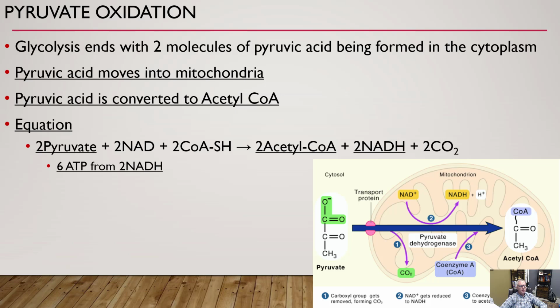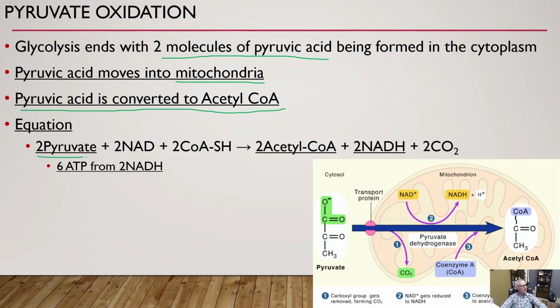All right, so the next step is pyruvate oxidation. Remember that glycolysis ends with 2 molecules of pyruvate or pyruvic acid, which occurs in the cytoplasm. And then pyruvate oxidation occurs in the mitochondria. It's an aerobic process that requires oxygen, so it moves into the mitochondria. Now pyruvic acid is converted into a compound called acetyl-CoA.